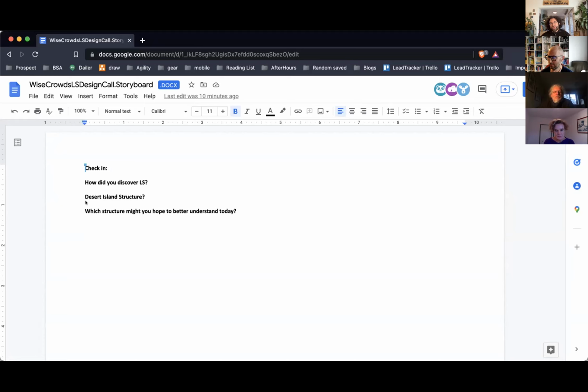And also, to do some thinking for later on in the session, which structure might you hope to better understand today? Is there any structure in particular where you go, I don't know if I understand this thing, that we might be able to weave into the mix as time goes by? So now that I've explained both the structure and the invitation, I'll ask both questions at once. Does anybody have a question about the structure that we're going to use or what we're going to do? Cool. Any questions about the prompt or invitation?